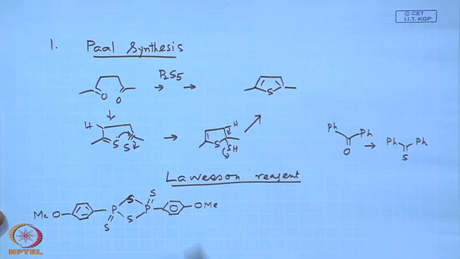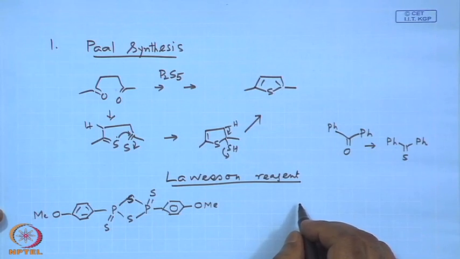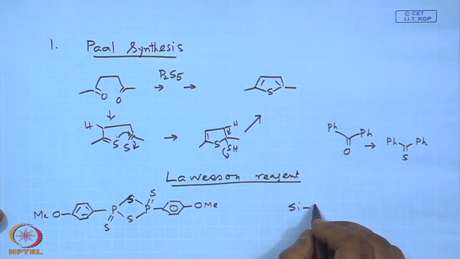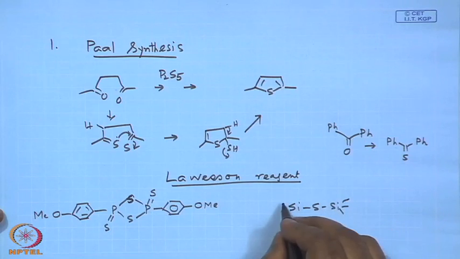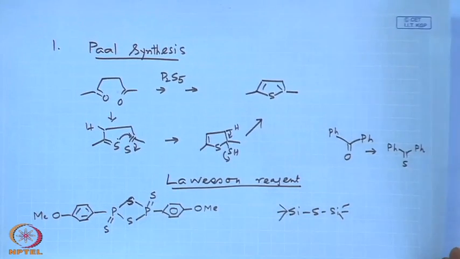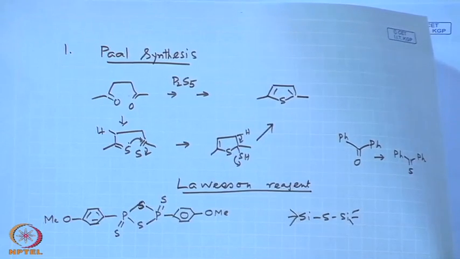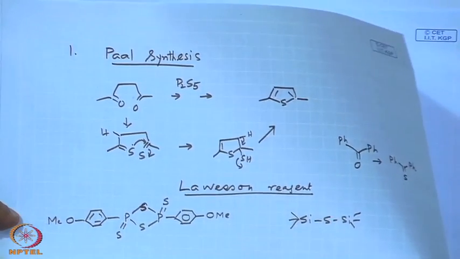So this is one of the best ways. You can also try with this, let us say bis(trimethylsilyl) sulfide, like this one. This can also be useful, again in the presence of P2S5. I will give you just one or two more examples of this synthesis and why it is so useful.